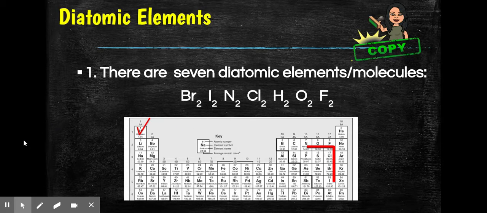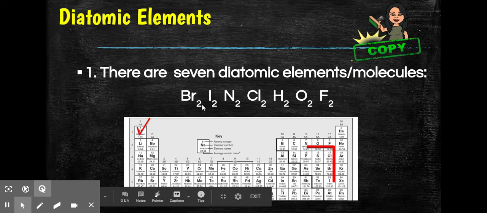All right. We're going to go through some diatomic elements. These are 7 diatomic elements that exist in nature in pairs. That's just how they come. So bromine, iodine, nitrogen, chlorine, hydrogen, oxygen, fluorine. Because of their closeness to each other and how many electrons they need, they just bond before they bond with anything else. So you have to memorize these 7.